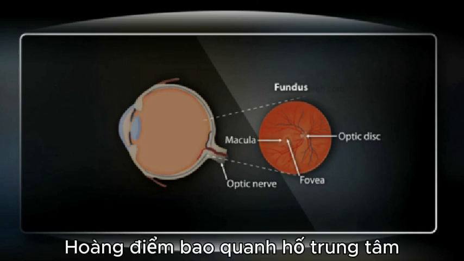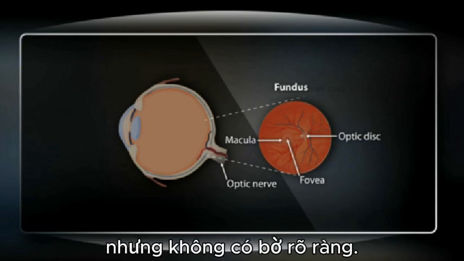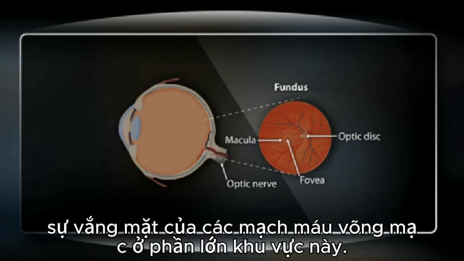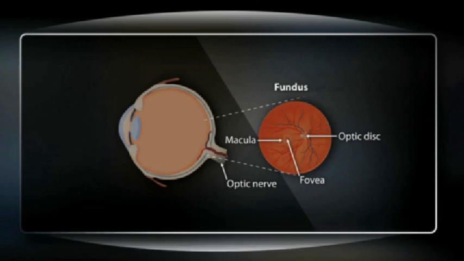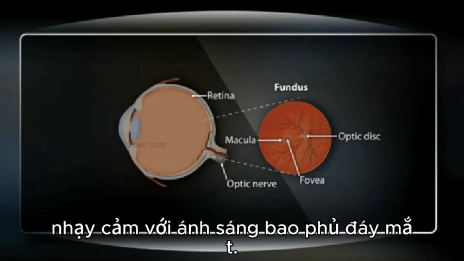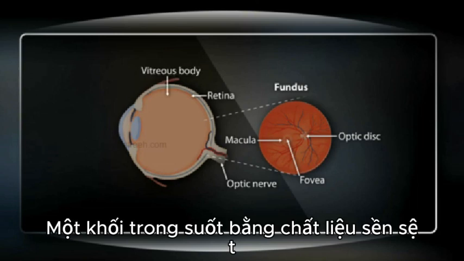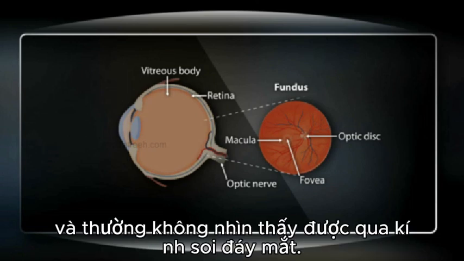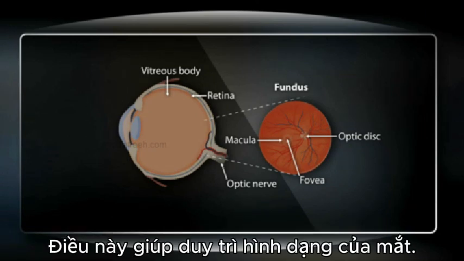The macula surrounds the fovea but has no discernible margins. Note the absence of retinal vessels in much of this area. The retina is the light-sensitive membrane that covers the fundus. A transparent mass of gelatinous material called the vitreous body fills the eyeball and is not usually visible through the ophthalmoscope. This helps maintain the shape of the eye.